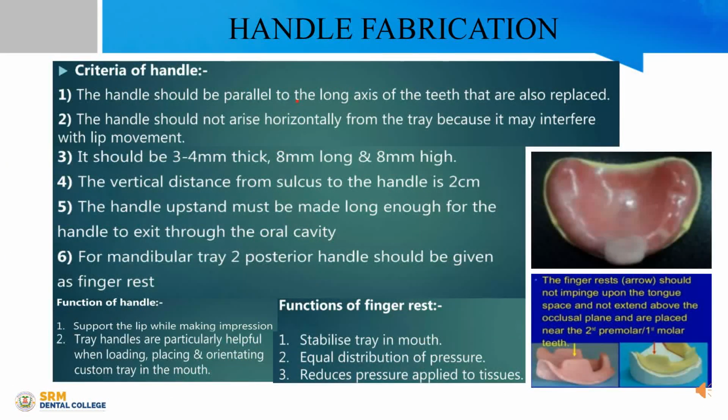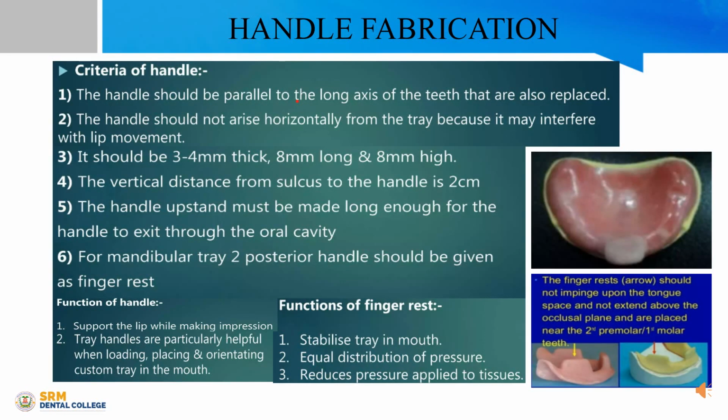Handle fabrication. The criteria of a handle is it should be parallel to the long axis of the teeth. It should be around 3 to 4 mm thick, 8 mm long and 8 mm high. The vertical distance from the sulcus to the handle is 2 centimeters. The handle upstand must be made long enough for the handle to exit through the oral cavity.